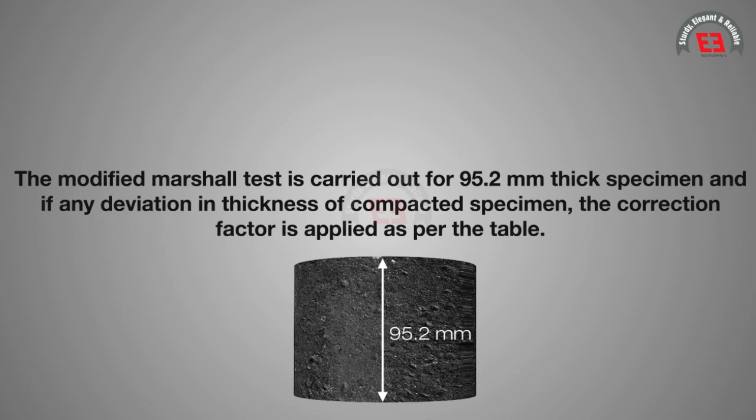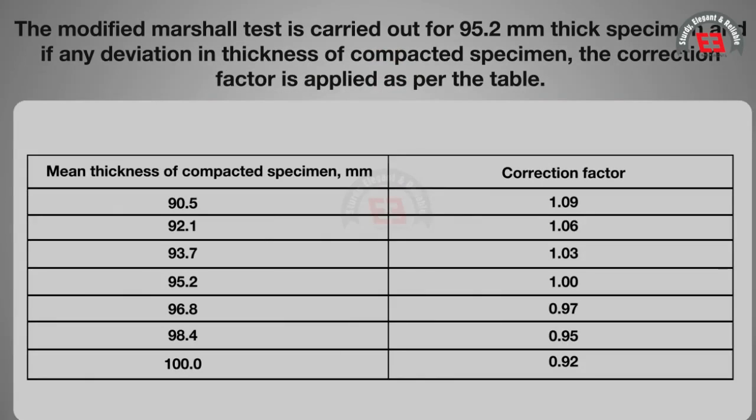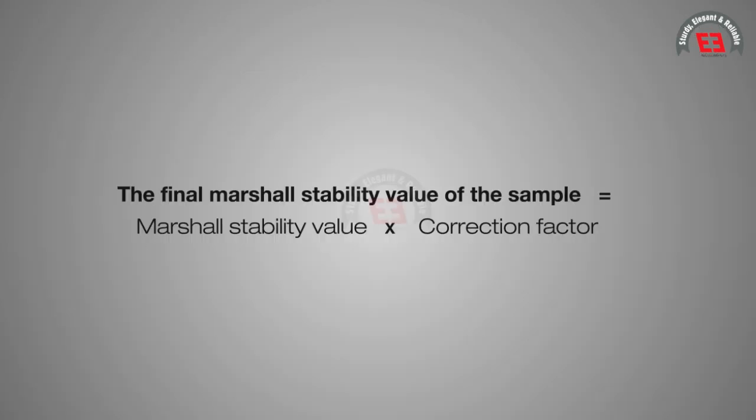The modified Marshal test is carried out for 95.2 mm thick specimen, and if there is any deviation in thickness of compacted specimen, then the correction factor is applied as per the table. The final Marshal stability value of the sample is equal to Marshal stability value multiplied by correction factor.